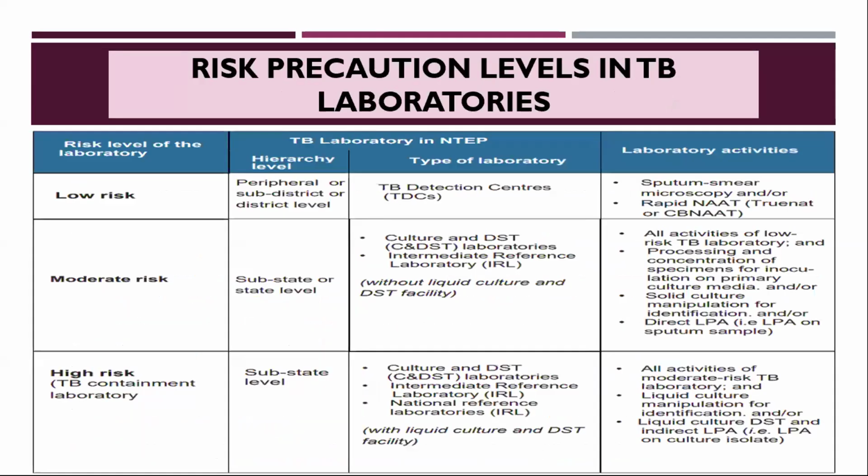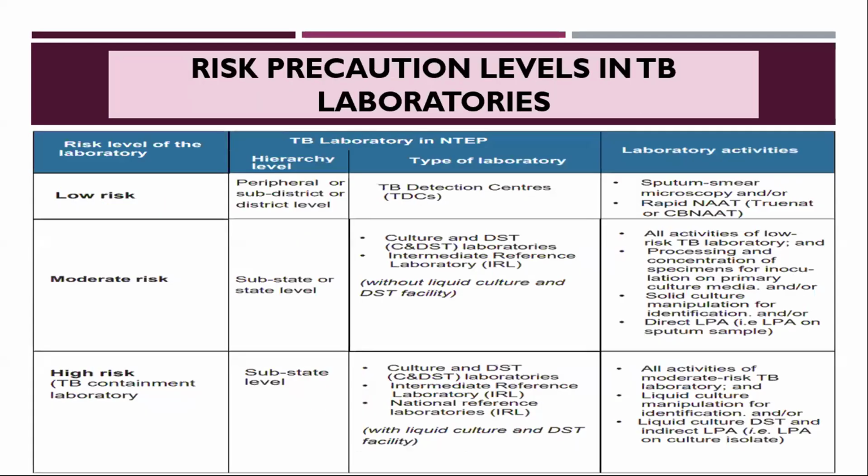Next. Based on these risk precaution levels in the laboratories, in the first column you can see the risk level of the laboratory, the different hierarchy levels of the TB laboratories in the NTP, and the activities we are doing in the labs. As I told you earlier, low risk labs are situated at the periphery or district levels, and usually they are the TB detection centers. The activities here are smear microscopy, or now rapid NATs like TrueNAT or CBNAT may also be performed at these sites.